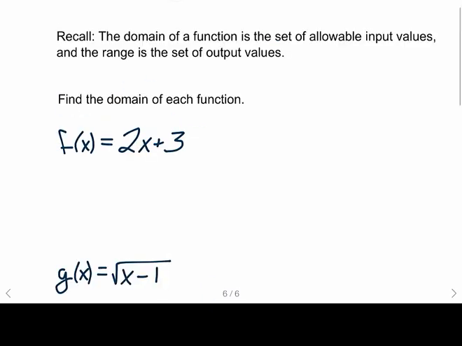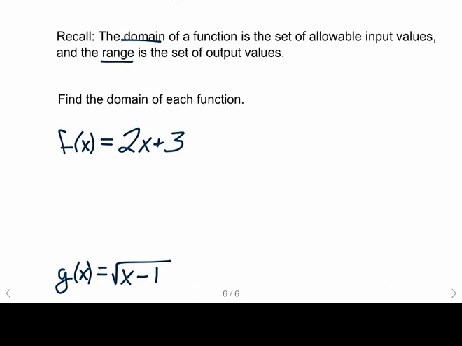Let's recall that the domain of a function is the set of allowable input values, and the range is the set of output values. What we want to know is, what are we allowed to put into the function? What kinds of values are we going to get out of it? In a lot of cases, finding the domain is a lot easier than finding the range. What I need to ask myself is, is there anything that I'm not allowed to do with a particular expression?